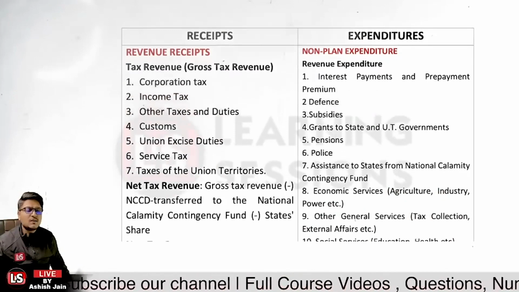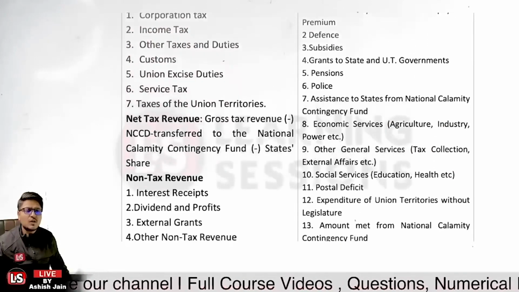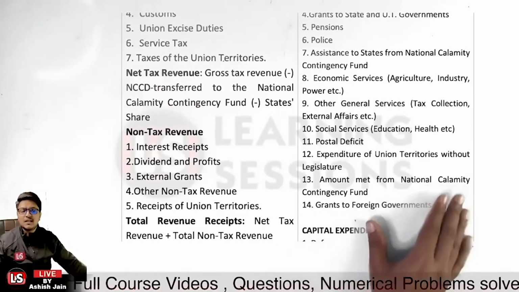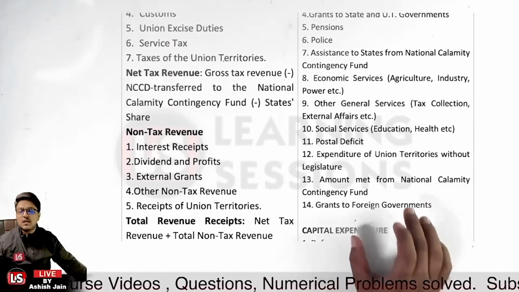And further the economic services or the other criteria mentioned over here, all these are related to what? All those are basically the types of the revenue expenditure.